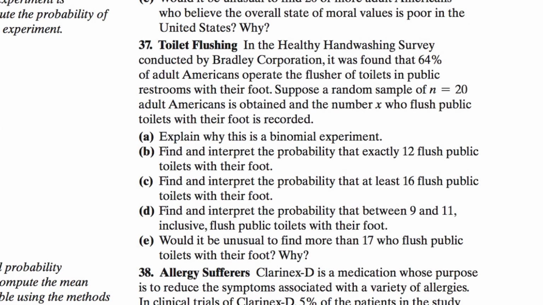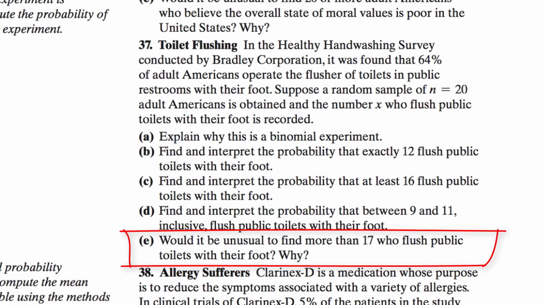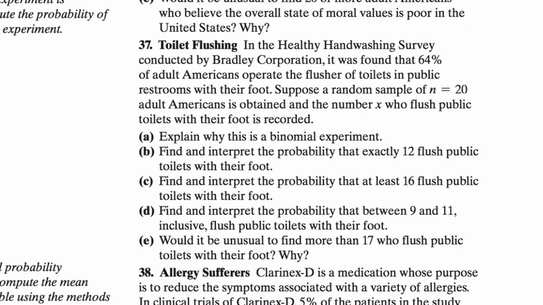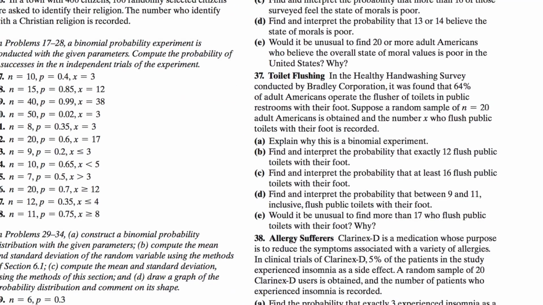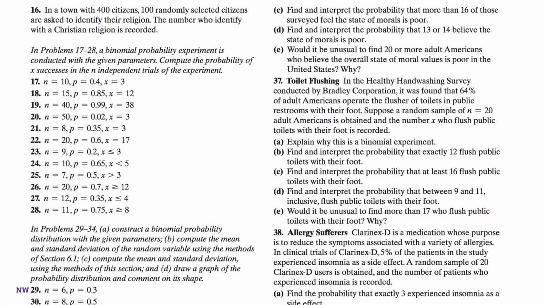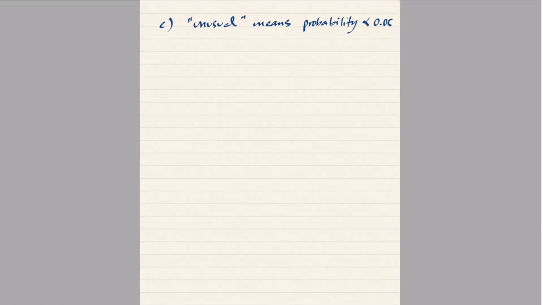Part E says, would it be unusual to find more than 17 who flush public toilets with their foot? Why? So a two-part question there. Let's see what we would say in response. First, remember that when Sullivan asks whether something is unusual or unlikely, he's really asking, is the probability associated with that less than 0.05? In other words, less than 1 in 20. And so really that's what he's asking here.